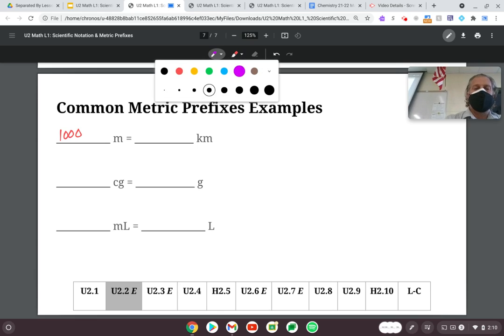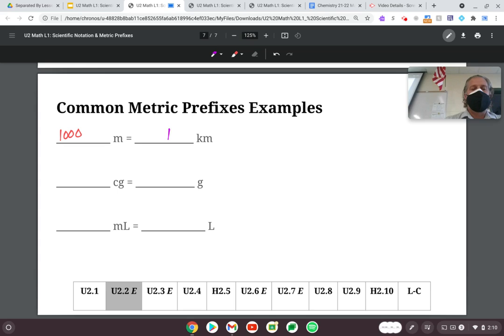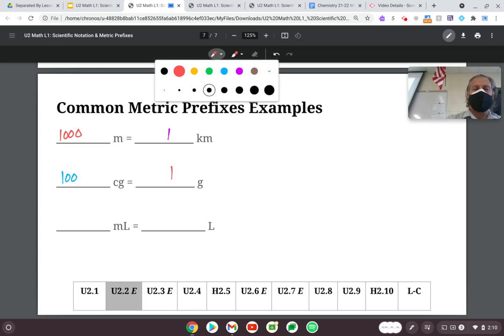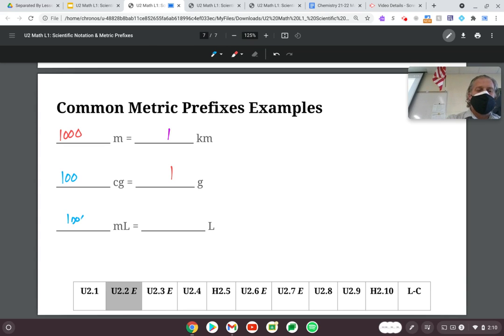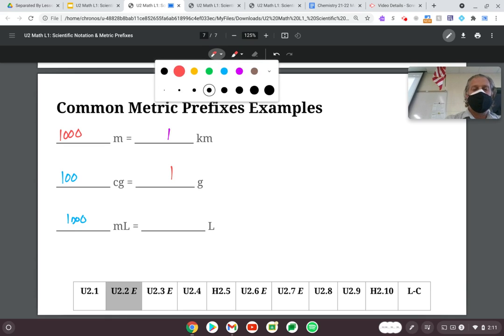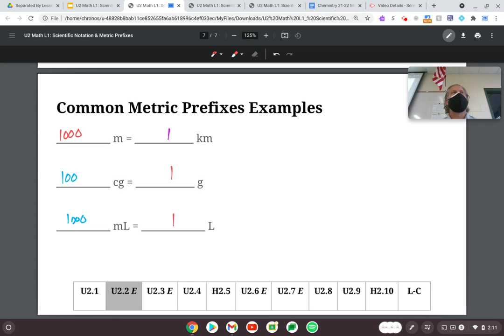1,000 meters is equal to 1 kilometer. 100 centigrams is equal to 1 gram. 1,000 milliliters is equal to 1 liter. So, it could be grams or liters or meters, they could be interchangeable here, but it's kind of what it is.